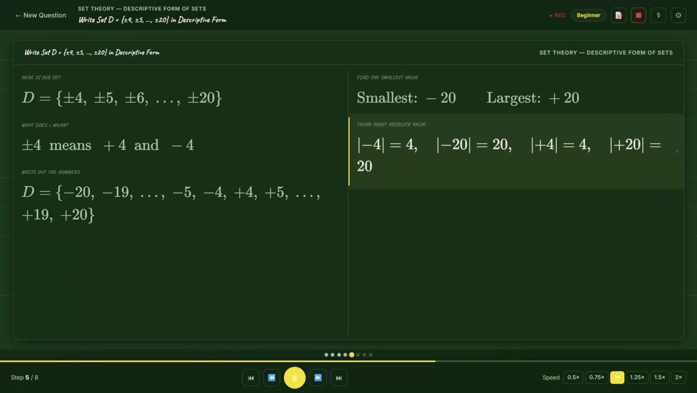Here's a cool trick. If we look at how far each number is from 0, that's called absolute value. Every number in our set is between 4 and 20 steps away from 0. No number is closer than 4 steps.